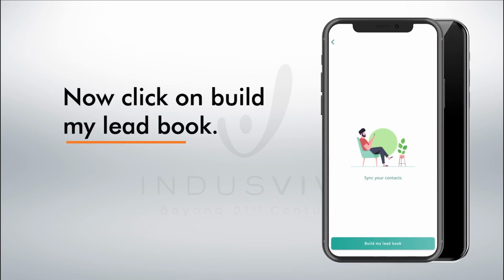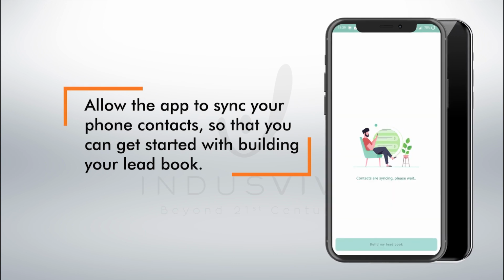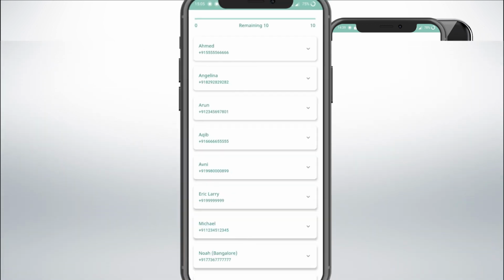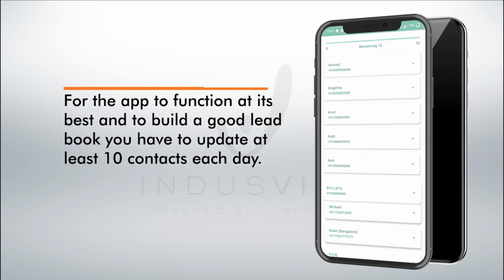Now click on Build My Lead Book. Allow the app to sync your phone contacts so that you can get started with building your lead book. For the app to function at its best and to build a good lead book, you have to update at least 10 contacts each day.